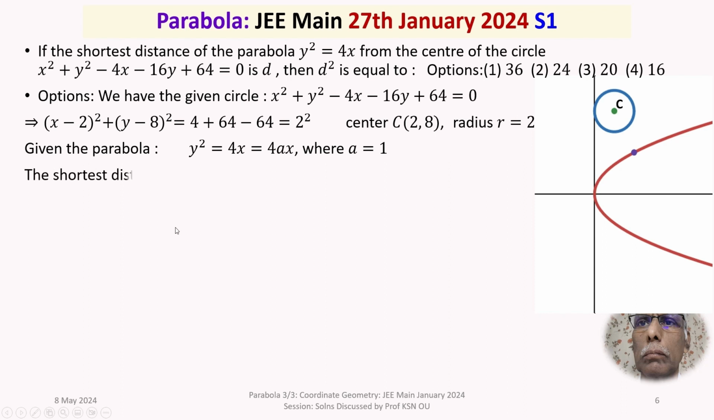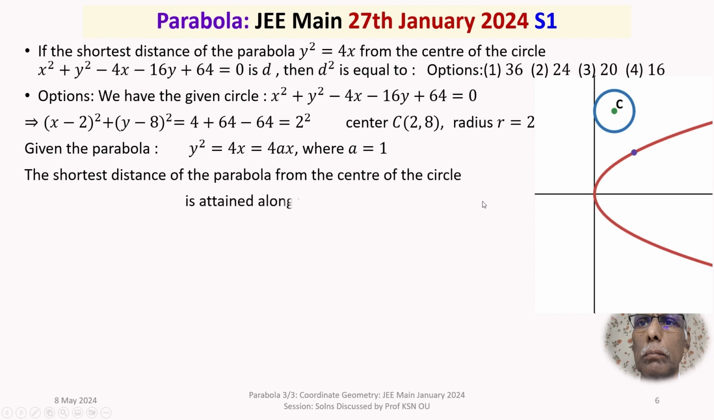Now what is it that we want? We want to find the shortest distance of the parabola from the center of the circle, which is attained along the common normal. That means take a common normal that you draw to both the parabola and the circle C. This is the tangent to the parabola. This is the normal to the parabola, and that is the same normal, the common normal. Therefore, it's a common normal to the circle also.